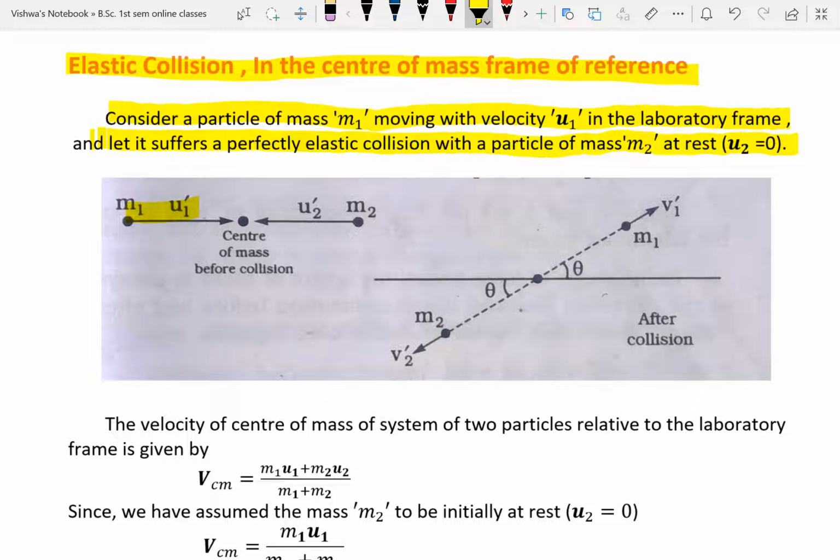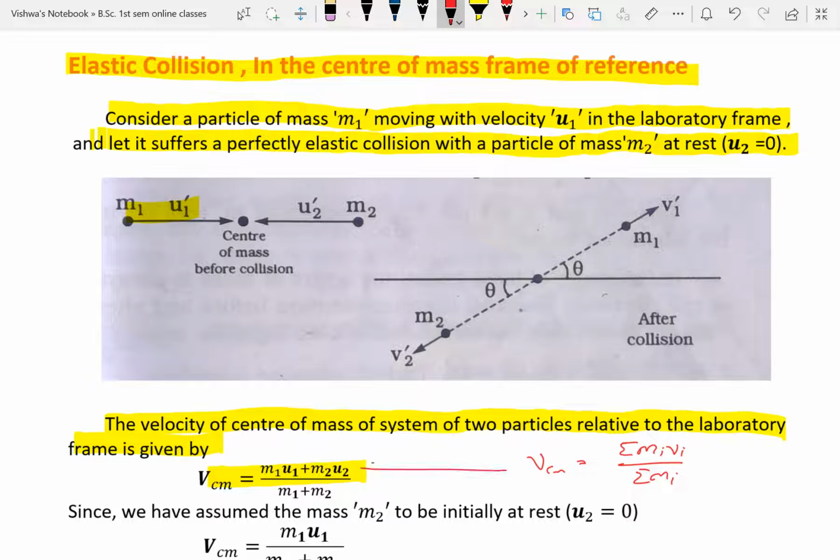The velocity of the center of mass of the two particles relative to the laboratory frame is given by v center of mass equal to (m1 u1 plus m2 u2) by (m1 plus m2). That is, it can be written as summation of mi ui divided by summation of mi. Here two particles are there, so i goes from 1 to 2. When you substitute, you will get the expression for the center of mass: (m1 u1 plus m2 u2) by (m1 plus m2).